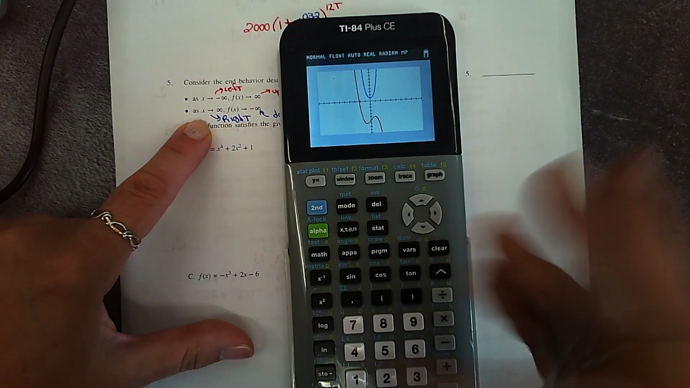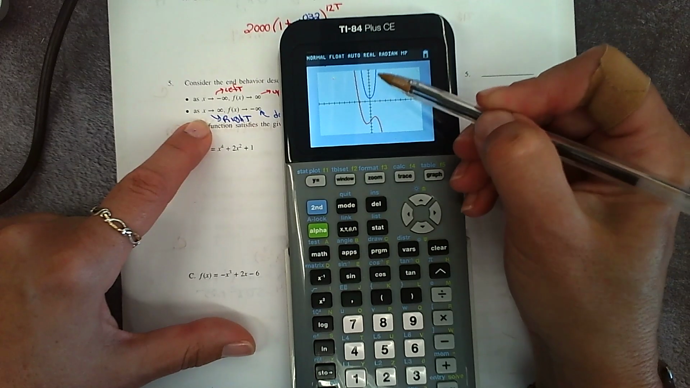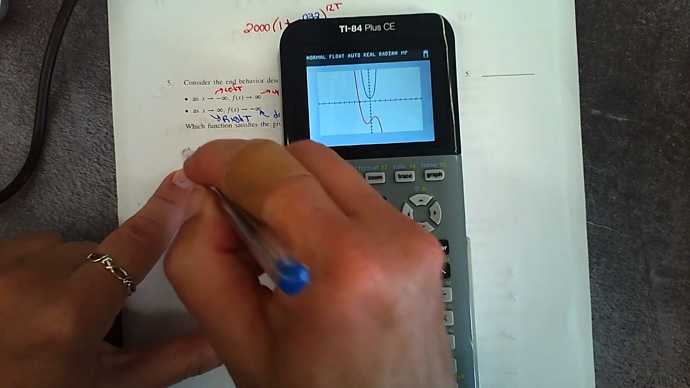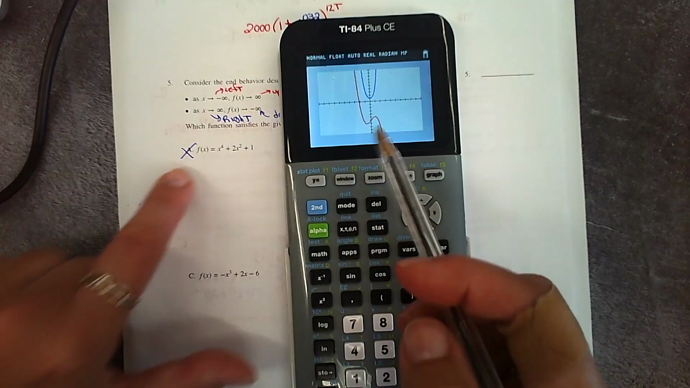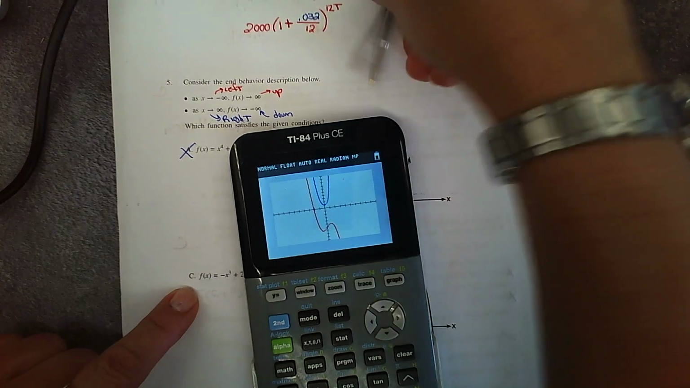So look at the blue one. As we're going to the right, is that going down? No, it's not. So it is not choice A. So that means it's got to be choice C.